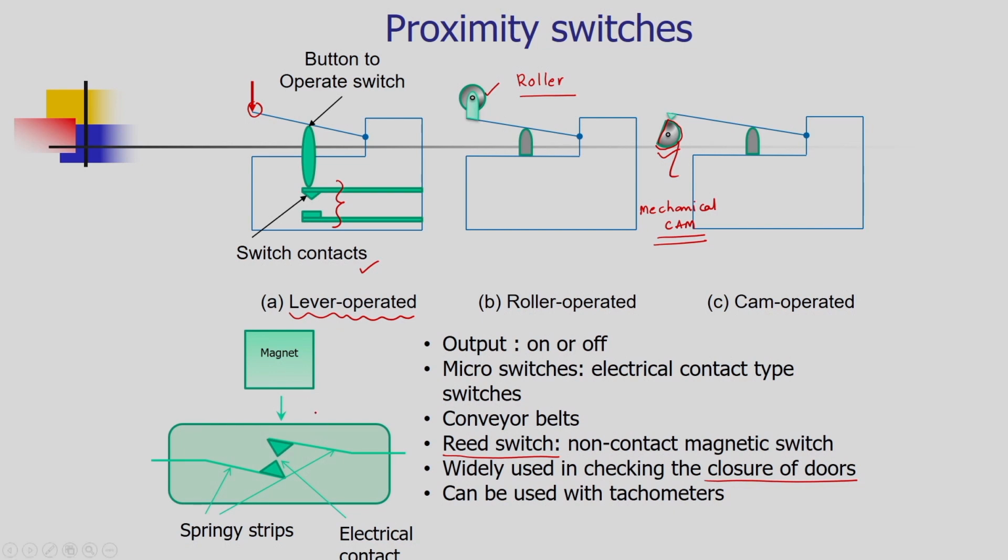When the magnet comes in the vicinity of the top strip of the reed switch, then that magnetic field will act as a pressure or a force, and that force will push the top strip towards the bottom strip, and a contact will come into existence. When the magnet moves away from the top strip, the contact will open.